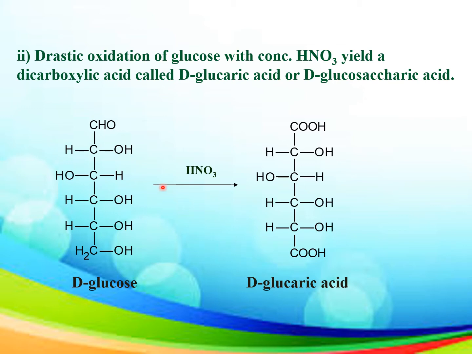Look at the product. The reaction takes place at the first and the sixth carbon atom only. At the first carbon atom, CHO is converted to COOH, that is the oxidation is taking place, and at the sixth carbon atom, CH2OH is converted to COOH. Here also the oxidation is taking place.